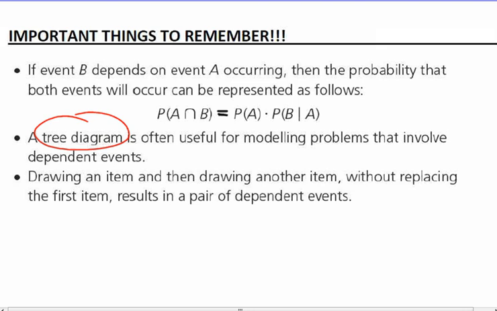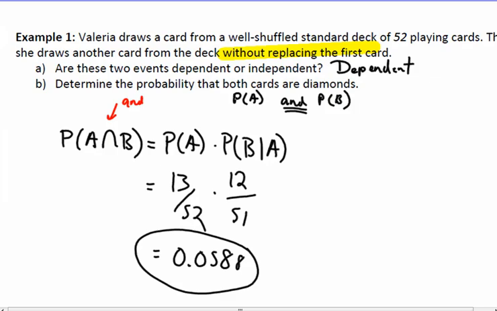Okay, what does this mean? It's the intersection. When we have "and," we're going to have multiplication, right? Unions translate to addition, and intersections translate to multiplication in probabilities. Okay, so let's go on, because I'll just show you an example.